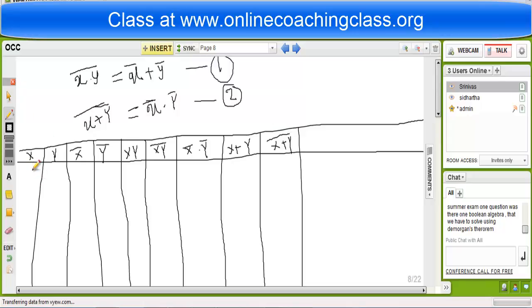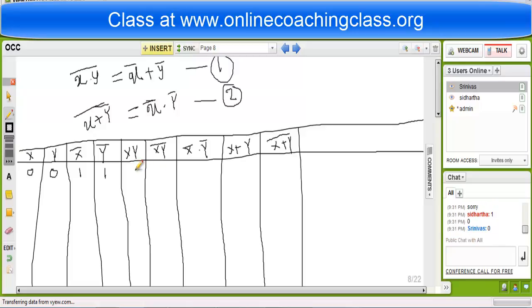Suppose first we take the value x is equal to 0, y is equal to 0. Then what will be the value of x bar? X bar means inverter, I already mentioned, opposite. One. And then same thing, if the value of y is equal to 0, then y bar is equal to 1. Okay. Now what is the value of xy?